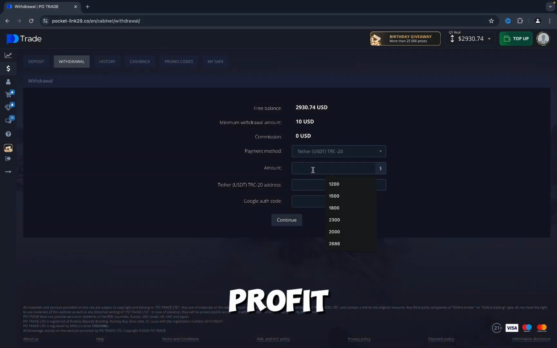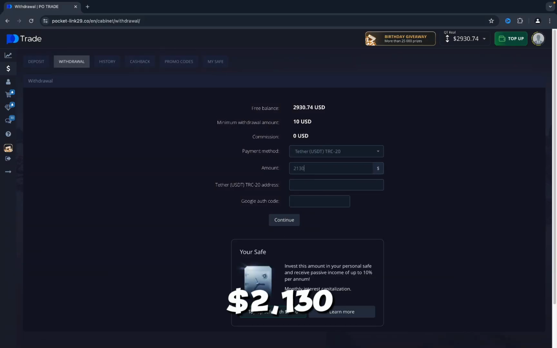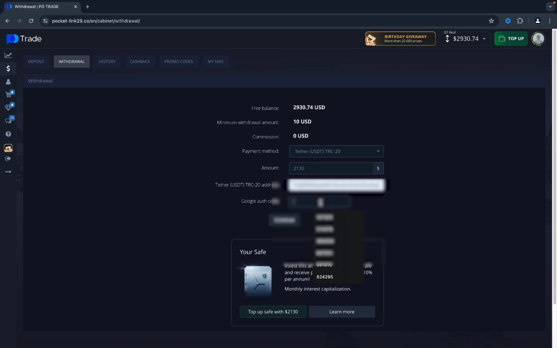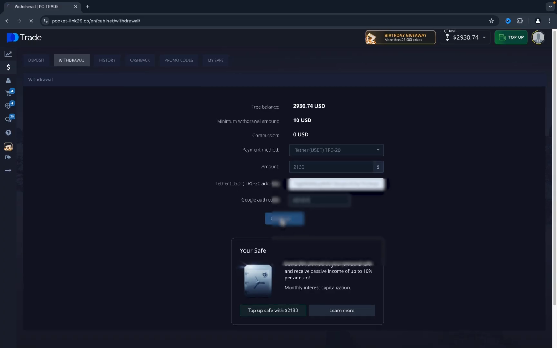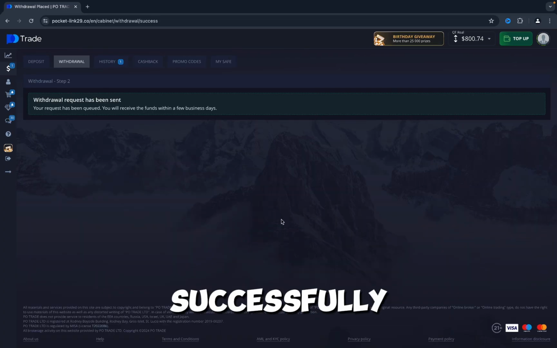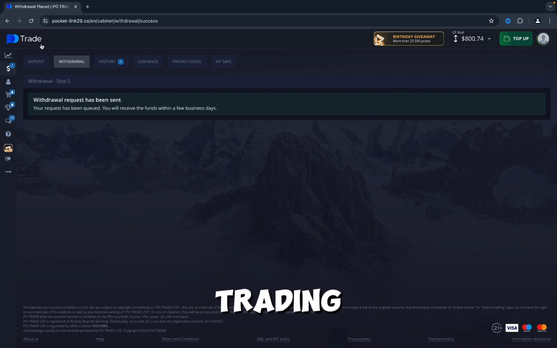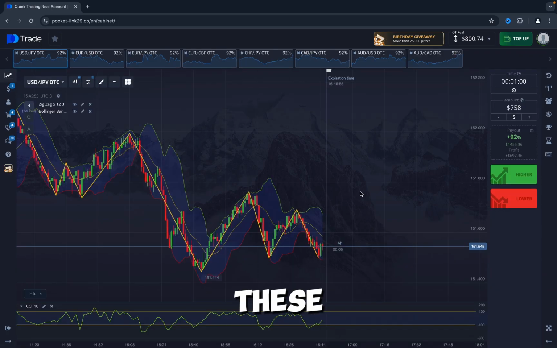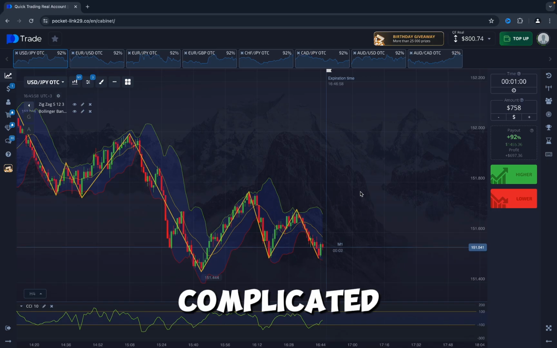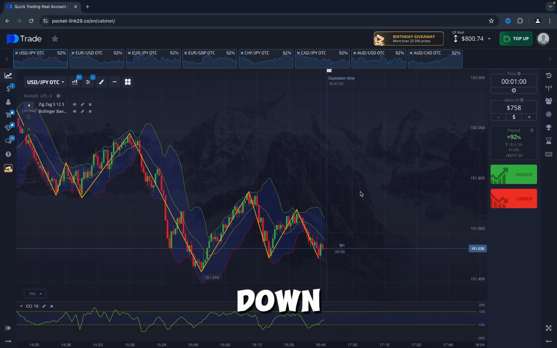The amount of profit will be $2,130. Withdrawal operation is successfully executed. This is how trading turned out today. With the use of these indicators, there is nothing complicated. We have analyzed both down and up trades.